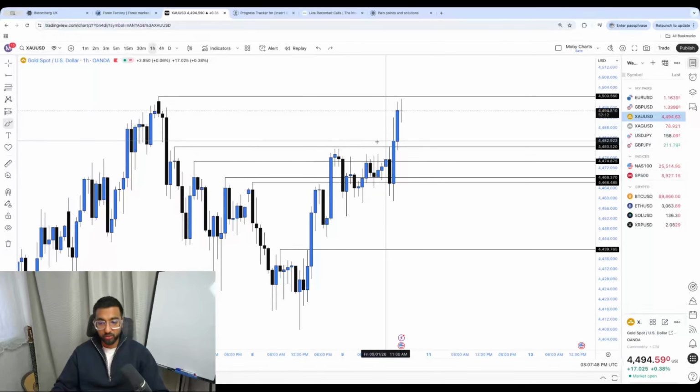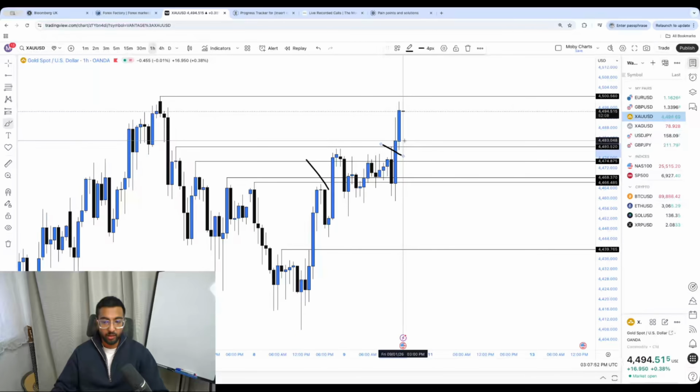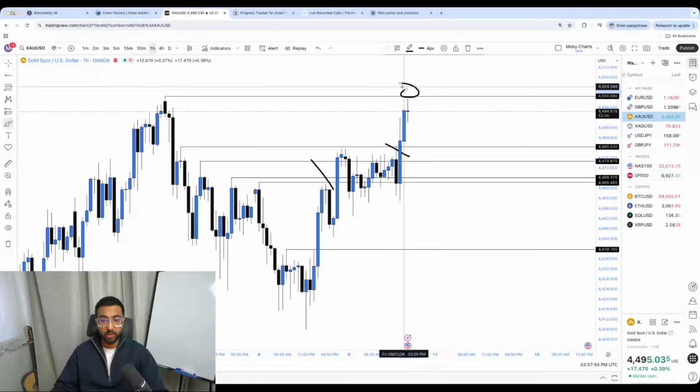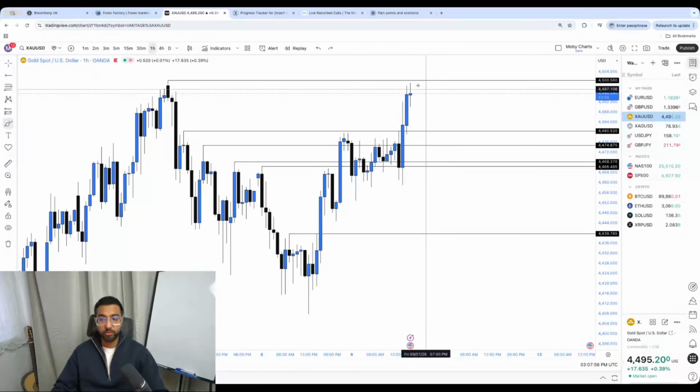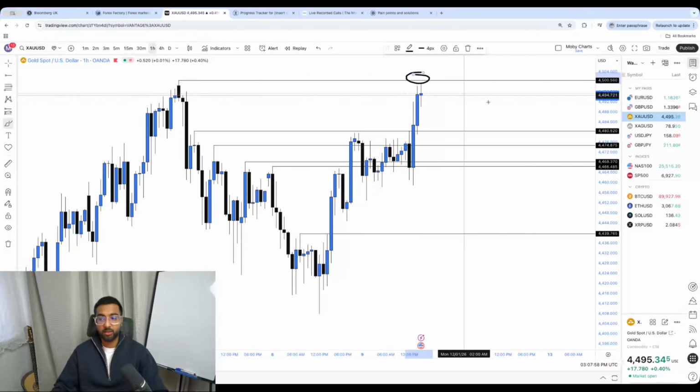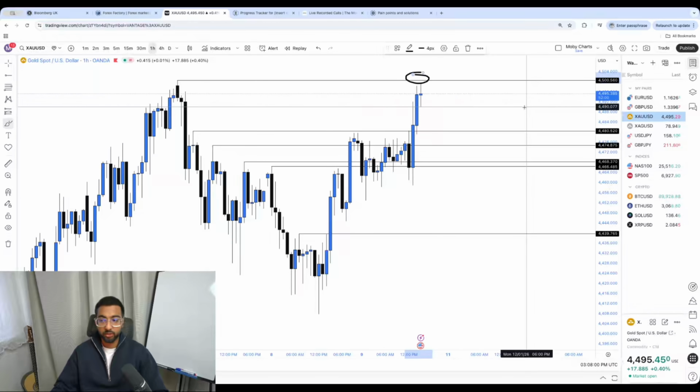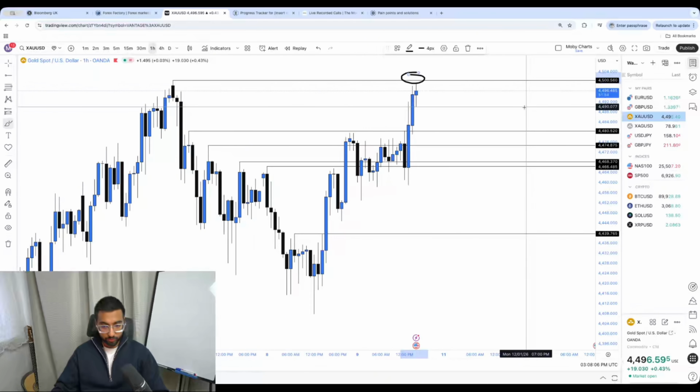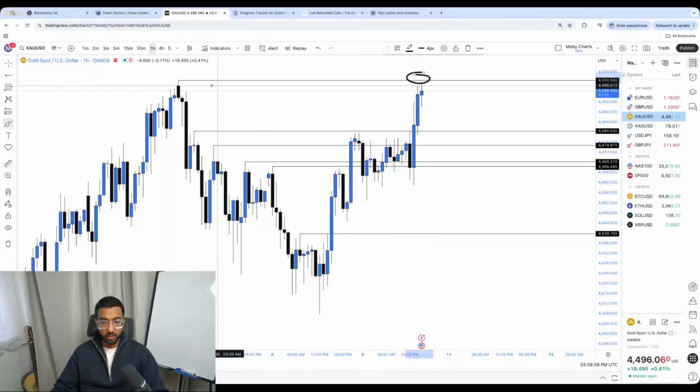And guess what price does? It takes out all of this in one go and then ends up taking out that liquidity. And guess where it's heading towards next? Boom, right here. And I'm super, super confident that price is going to hit this liquidity level, which is 4,500.550. Okay, that is also very, very important. Very, very important that you understand that. This is the hourly highs and the hourly lows.